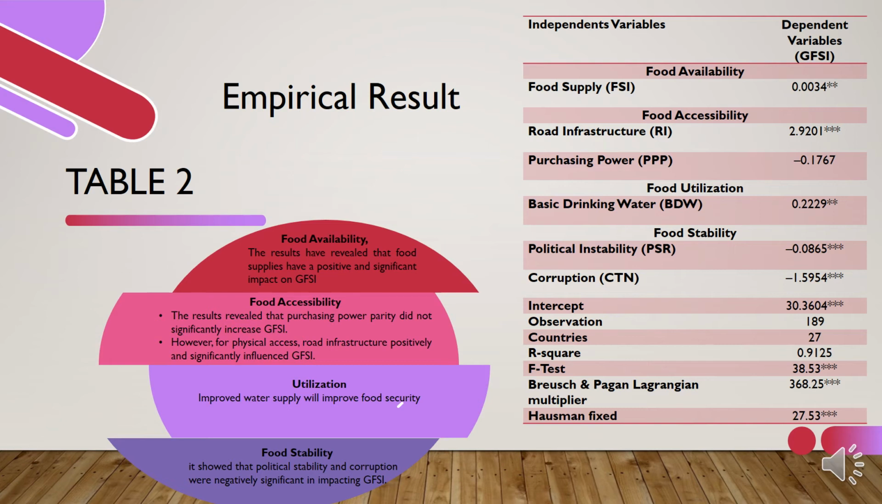However, for food stability, it shows a negative sign, where political instability and corruption give a negative significant impact to the GFSI. When countries face political instability, political problems, and higher corruption, it will cause the GFSI to decrease. So countries need to make sure that political problems are under control so that the GFSI can be maintained or increase.